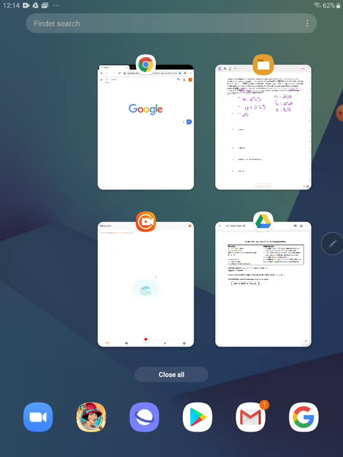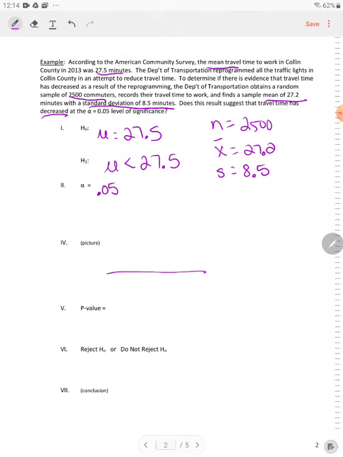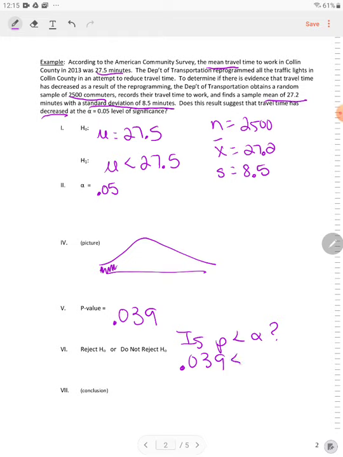So on a picture, what we're talking about is less than. So our rejection area is to the left. Using a calculator, we get that P is equal to 0.039. So the question is, is P less than alpha? If yes, we reject. If no, we do not reject. Is 0.039 less than 0.05? Yes, so we will reject H0.